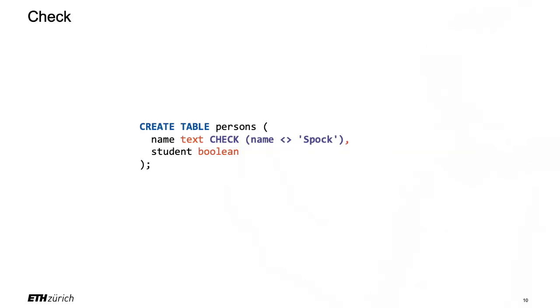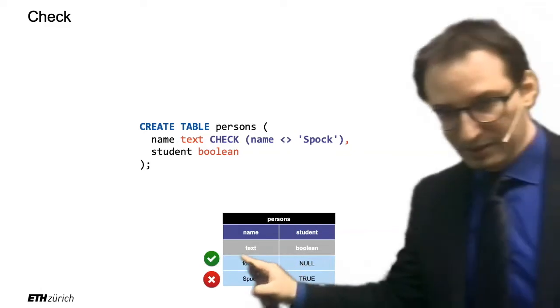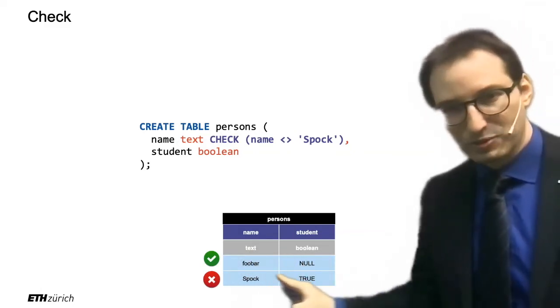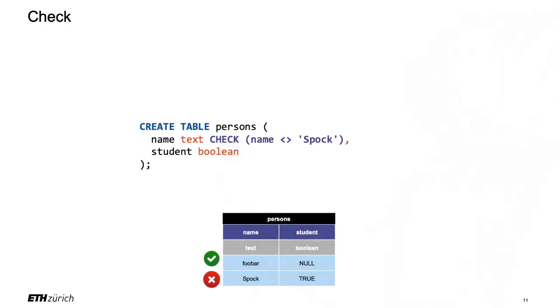Check allows you to add your own conditions. For example, you could require that the name cannot be Spock. This little smaller than, greater than is just a different-than character. So here you would forbid the name to be Spock, and it would disallow this row right there, right? So that could be an example. So this is the check constraint. And again, you're giving the responsibility to the database management system, to PostgreSQL, to make sure of that. And as a user, you can rely on these guarantees because it's going to be making sure that this doesn't happen.